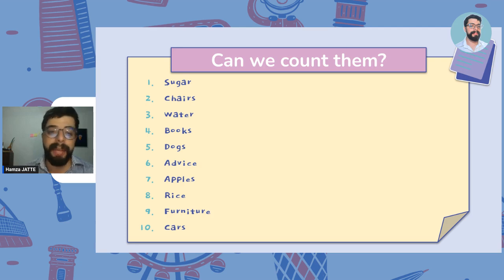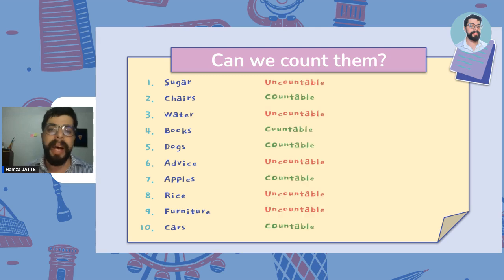Apples, of course, countable. Rice, we can count rice grains, or we can count kilos. For example, I have 1 kilogram of rice or 1 pound of rice, but we can't count the rice itself. We can't say I have 2 rices. Furniture, we can't count it, believe it or not. And finally, cars, that's something that we can count. So basically, this is the solution for this exercise.